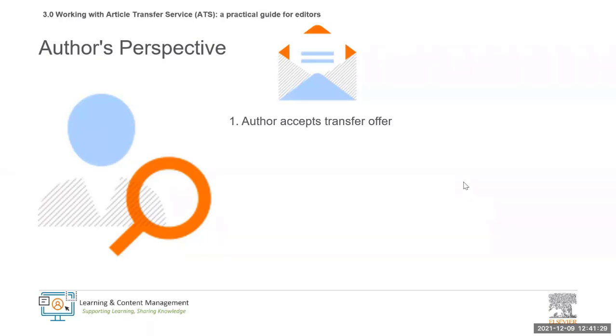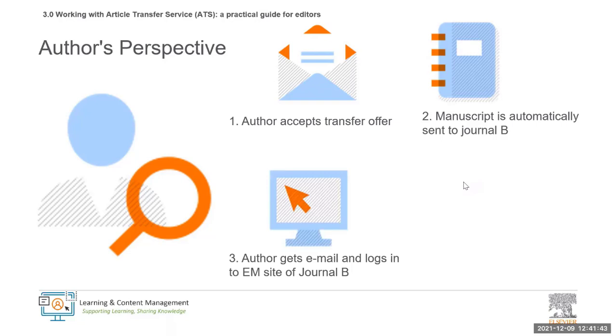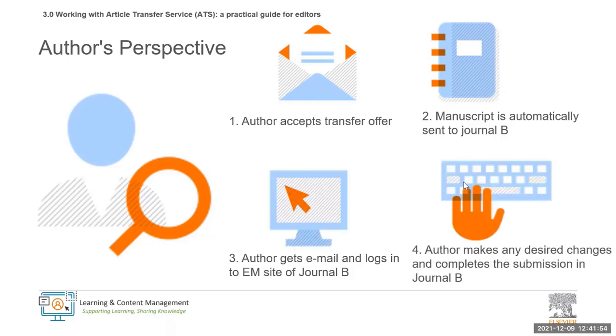The corresponding author will receive an email to confirm the transfer. After the confirmation, the manuscript will transfer to the selected receiver journal. And step 3, the receiver journal will send emails to the corresponding author asking them to sign into their Editorial Manager site and continue with the submission. And step 4, the authors can make any desired changes before approving the PDF, and they can cancel at any time.